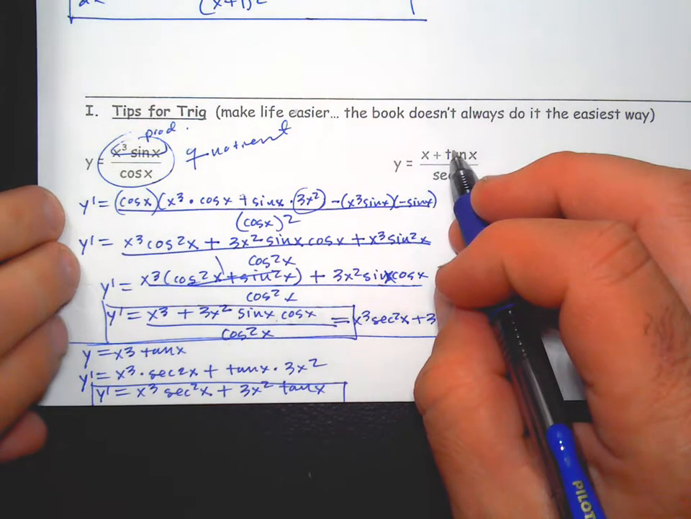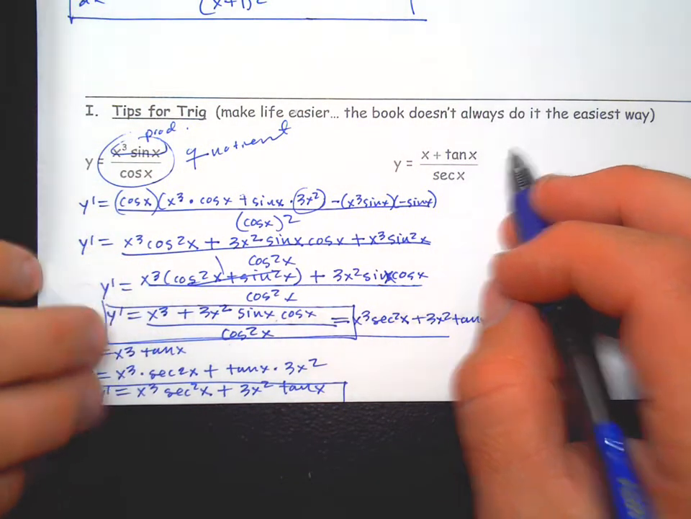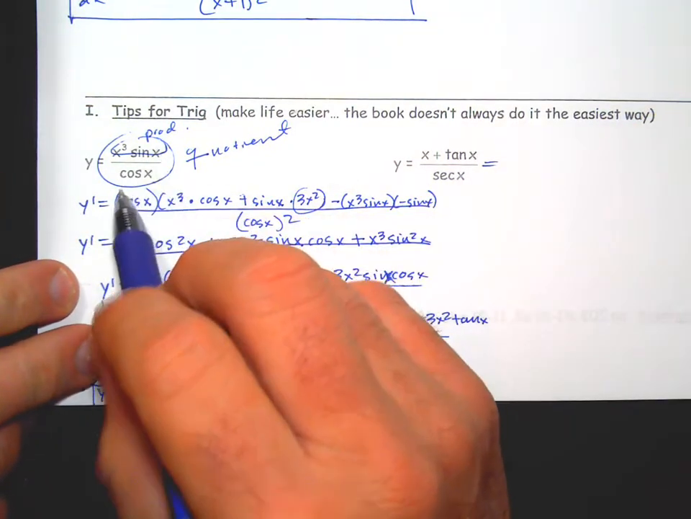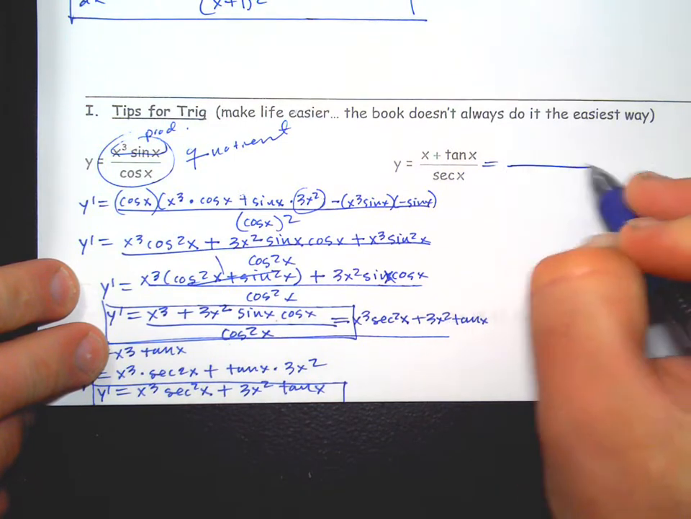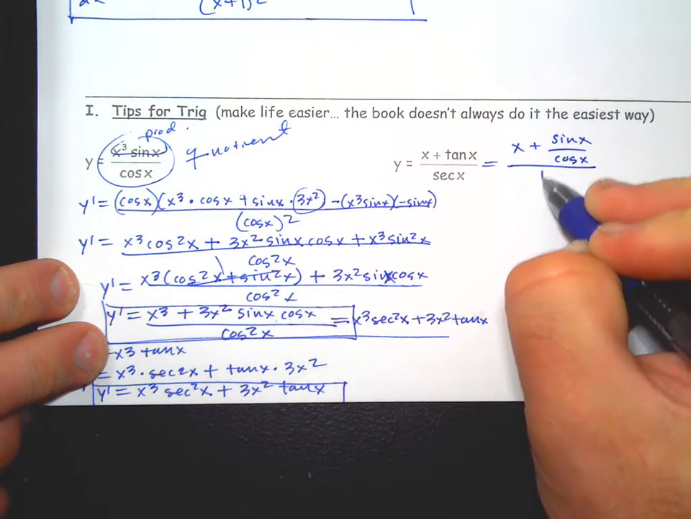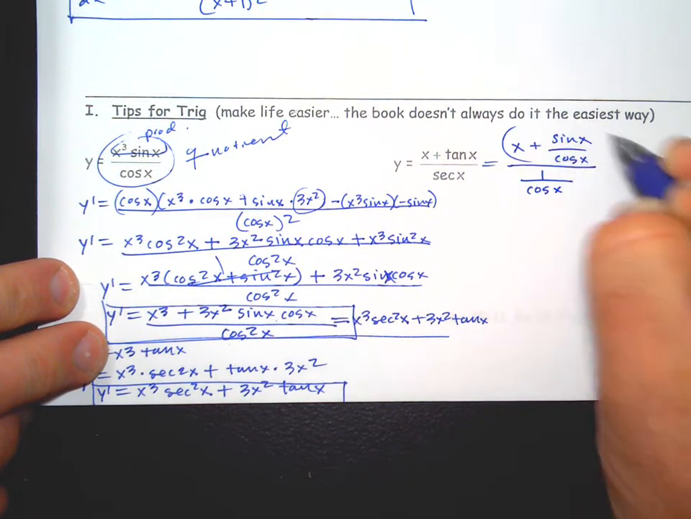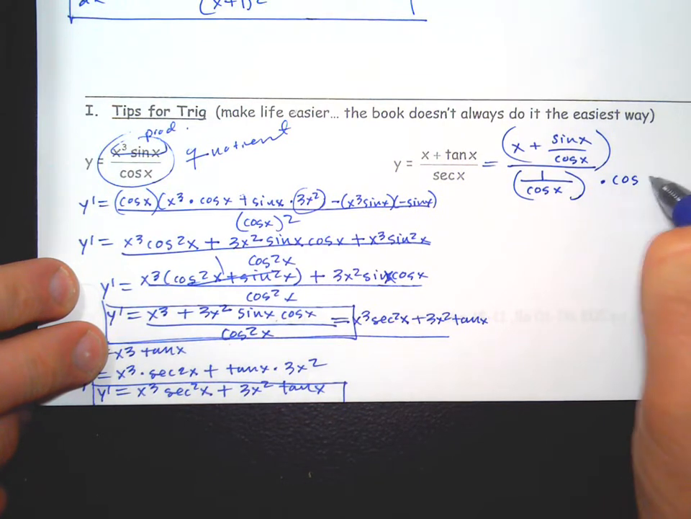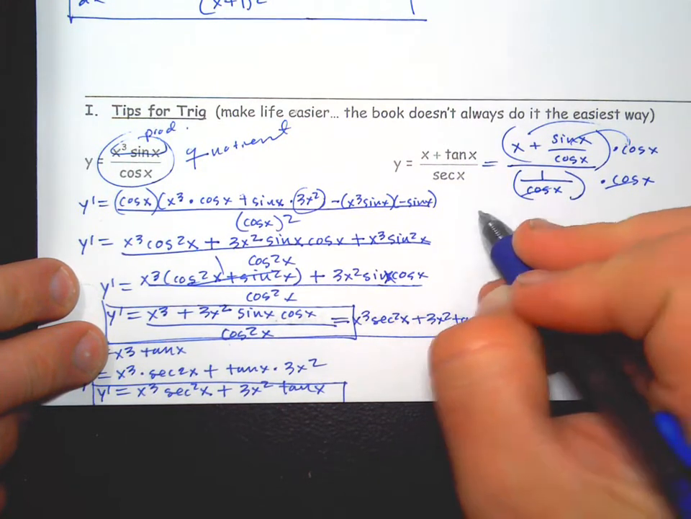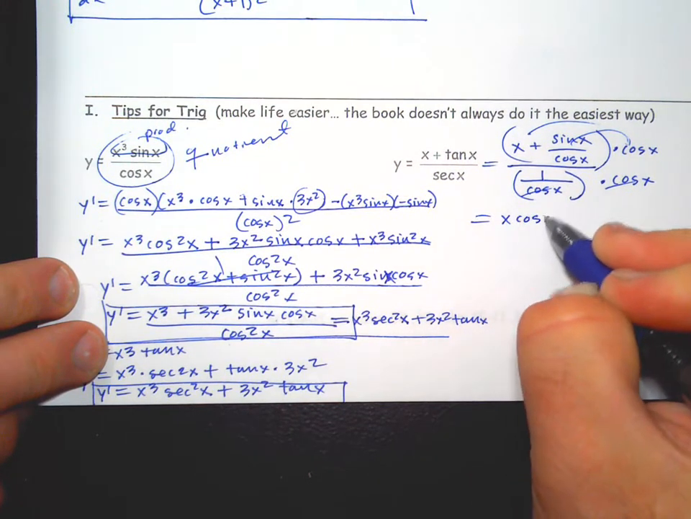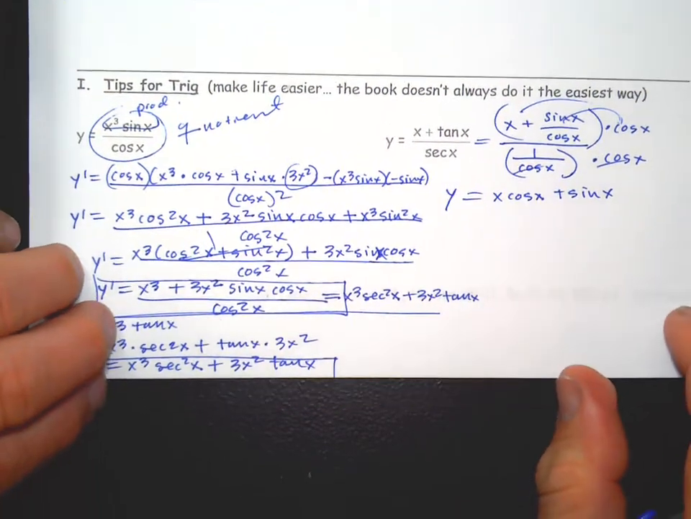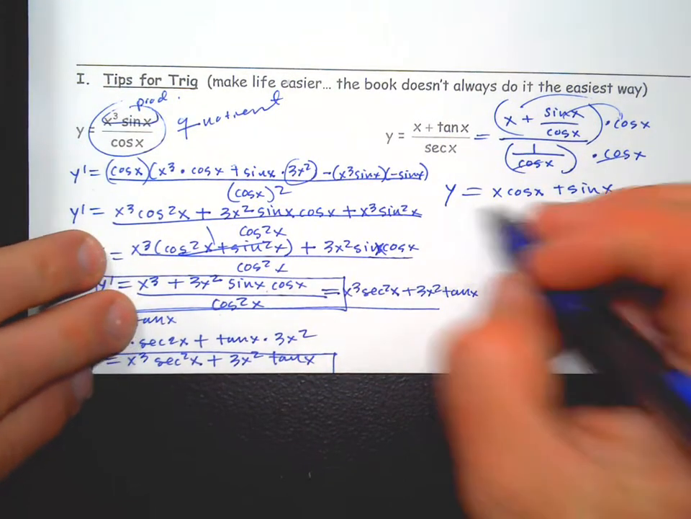Okay, next one. Now, we could just do the full-on quotient rule, which is kind of a pain. But last time we turned sine and cosine into tangent, and sometimes going the other way might make things simpler. So if we change everything to sine and cosine first, you'd get a complex fraction, but I could simplify it by multiplying the top and bottom by cosine, and you get x cosine x plus sine x. And so you could do the derivative of this instead, which seems a little easier because it's just a product instead of a quotient. But that's up to you.